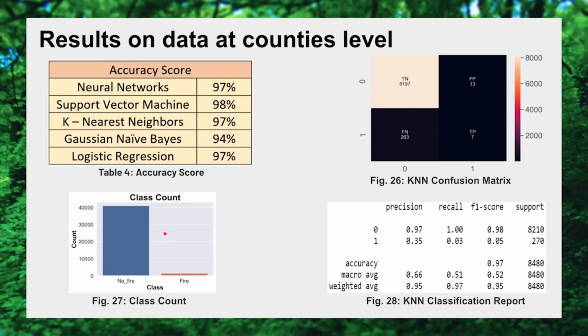So this is a prime example of why we want to use these classification metrics, like confusion matrices, class counts, classification reports, because without them, we may never realize that the model was overfitting.